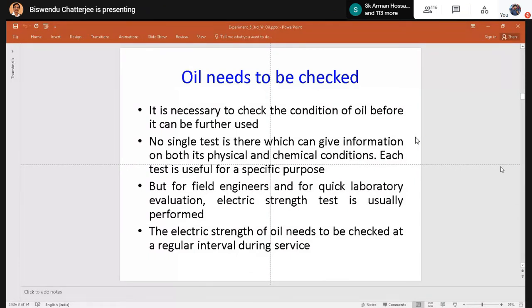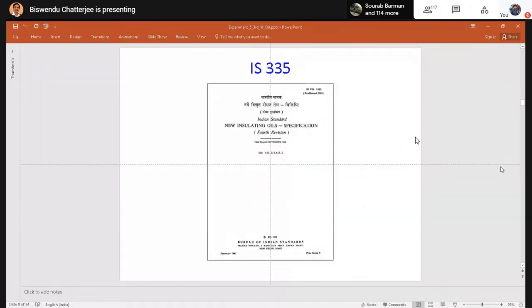Now, the electric strength of oil needs to be checked at a regular interval during service to ensure that the insulation is okay. On use, the breakdown voltage will gradually fall. First, let us go to the standard of IS 335, which determines several properties of oil. I think in your material class, you have read this in detail. I will have a recapitulation before we start our experiment.